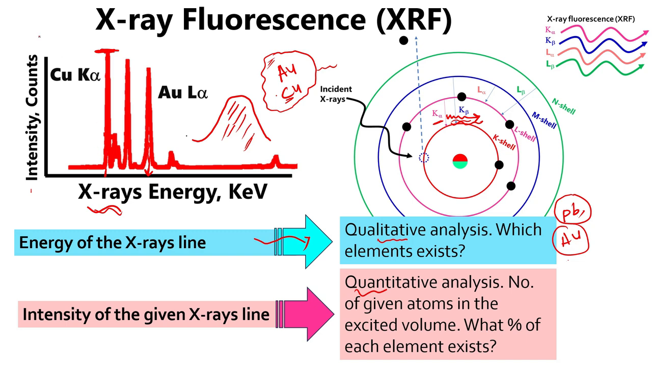Very simple. This is how the y-axis basically talks about the quantitative, the percent, while the x-axis basically talks about which element, whether lead is there, whether gold is there, whether copper is there. So this is how we talk about qualitative and quantitative analysis in X-ray fluorescence.